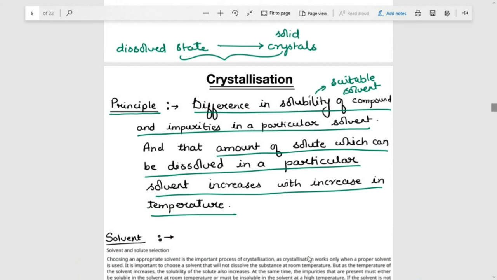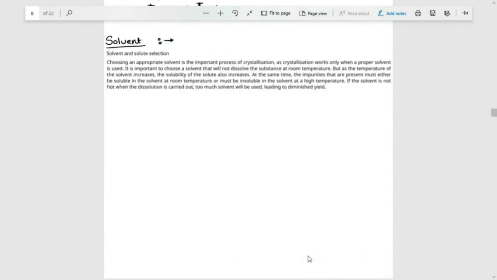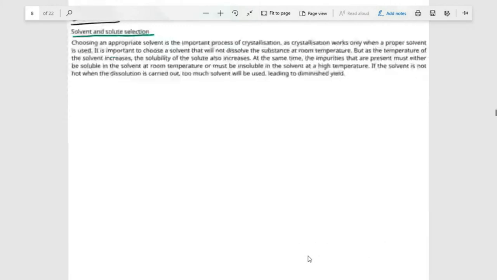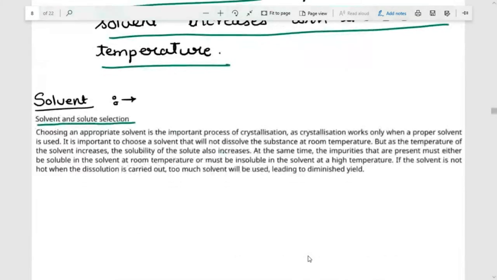So how we'll do that? Now here I'm saying solvent. As I said, you need to find a very specific type of solvent. How to use that? Let me read it out to you. Choosing an appropriate solvent is the important process of crystallization, as crystallization works only when a proper solvent is used. It is important to choose a solvent that will not dissolve the substance at room temperature, the second line that we used. But as the temperature of solvent increases, the solubility of the solute also increases. At the same time, the impurities that are present must either be soluble in the solvent at room temperature or must be insoluble in the solvent at high temperature.